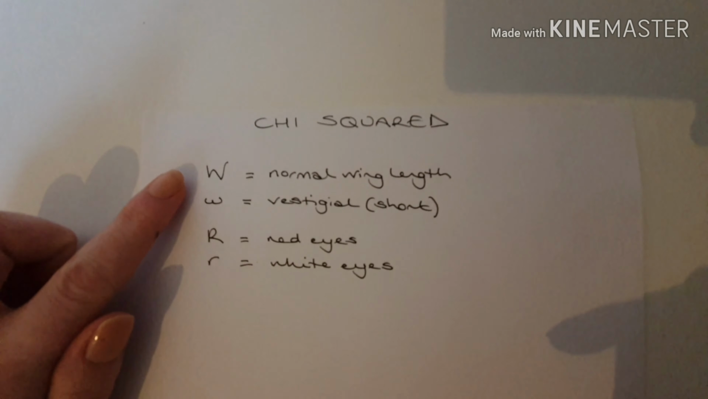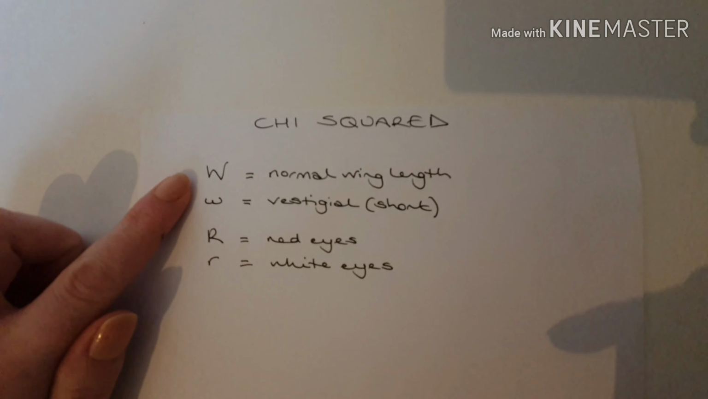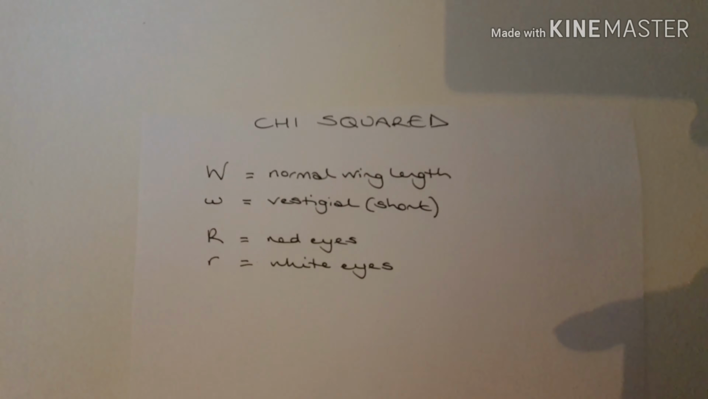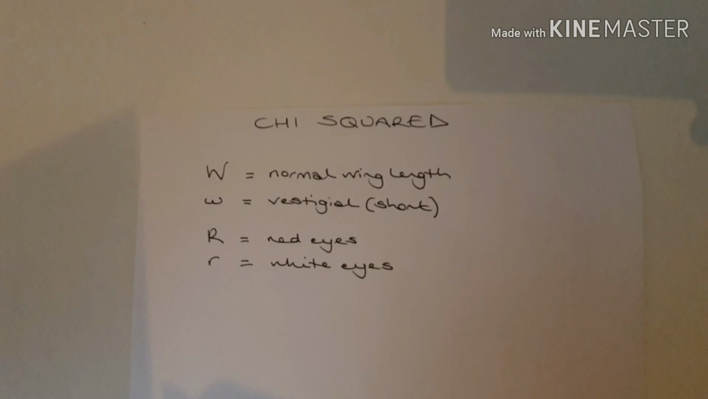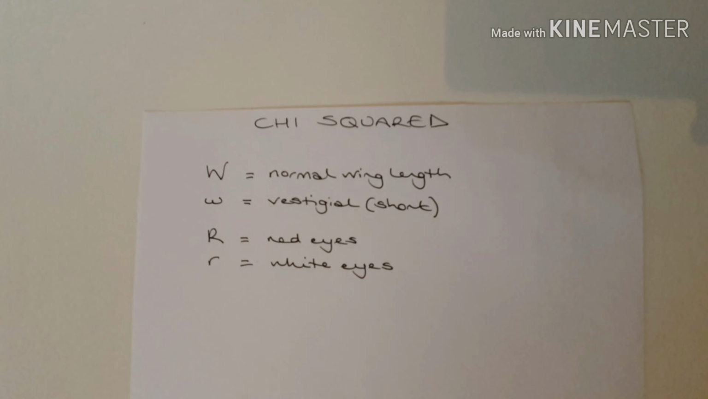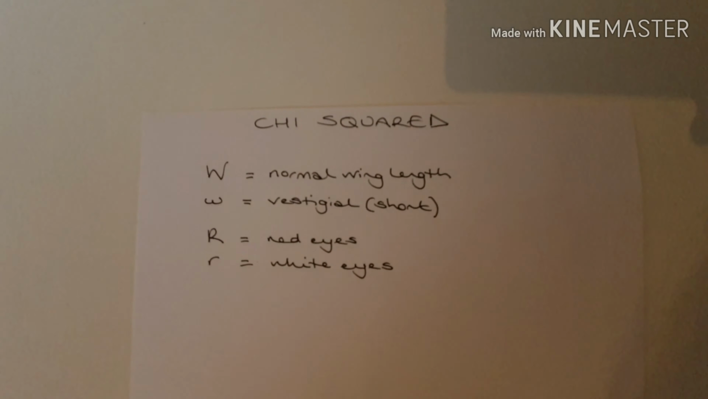We're going to use a W for wing length. Normal wing length is the capital W, which is dominant, and the small w is the short wing length. Then you've got a capital R for red eyes, and a small r for white eyes, which is the recessive allele. So you would need two copies of that to get white eyes.